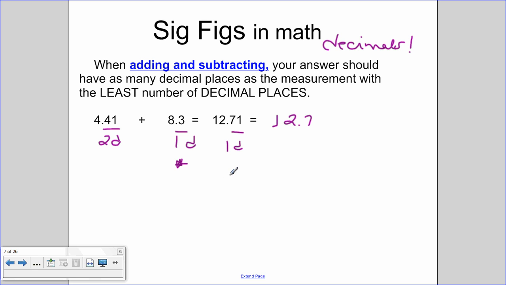If this number, instead of being 12.71, had been 12.77, when I created the correct number of digits here, I would have seen that this last digit would have caused the previous digit to round up, and it would have been 12.8. There's still only 1 decimal here and 1 decimal here. It's just a matter of making sure you look at the next digit to see if it rounds or not.